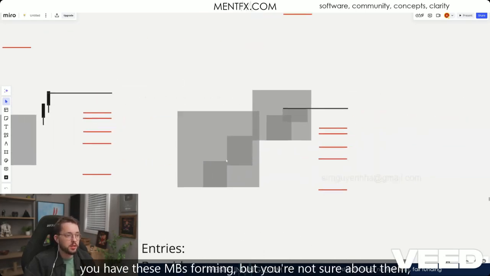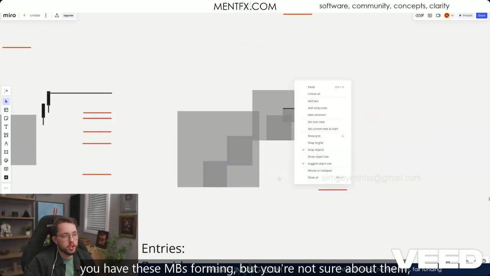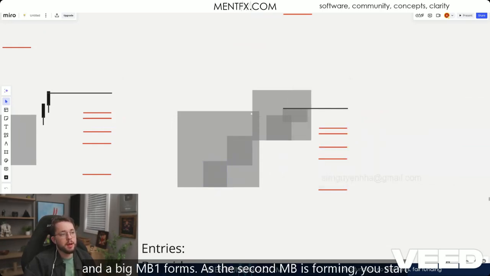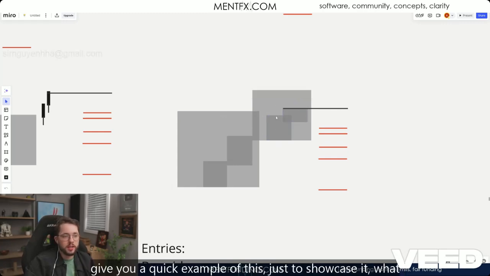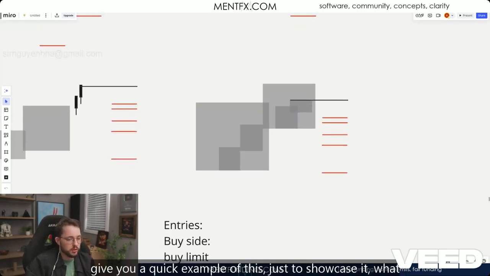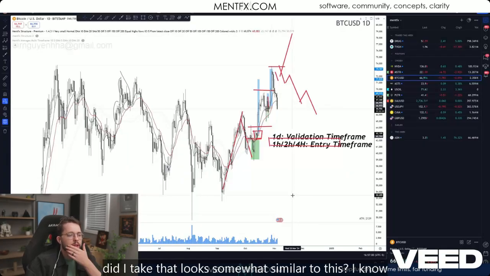Or something like this, where you have these MBs forming, but you're not sure about them. And if a big MB1 forms, as a second MB is forming, you start getting this beautiful FMB1, FMB2, and you enter a trade.